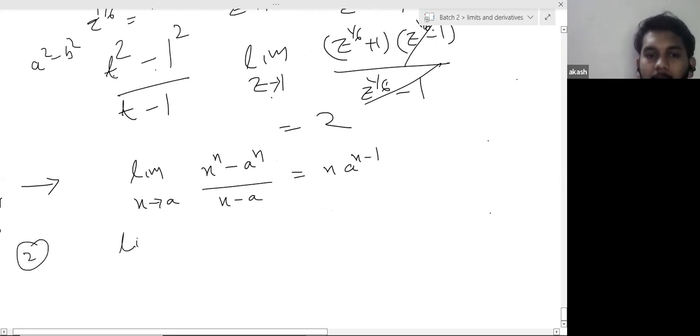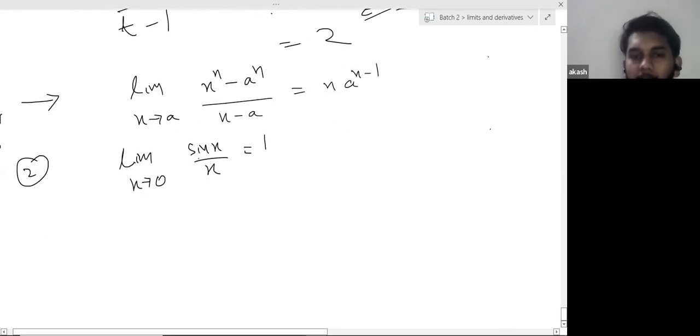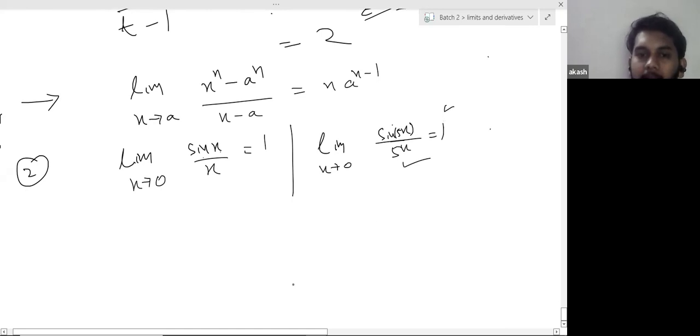Write down the second formula: limit x tending to 0 sin x upon x is 1. If you have any angle, instead of x you can change this to any angle. Limit x tending to 0 sin 5x upon 5x is also 1. Whatever angle is written inside sine, if you divide by that same angle, the limit becomes 1. All right, write down this formula.